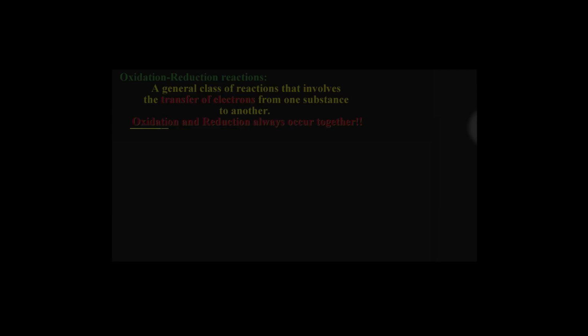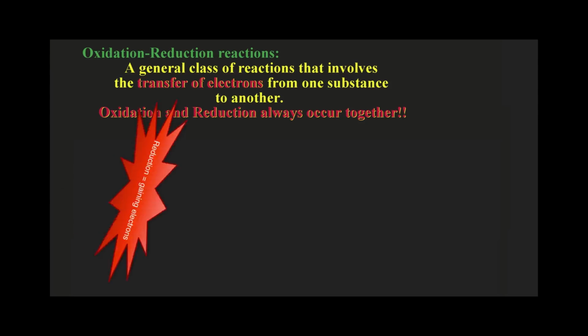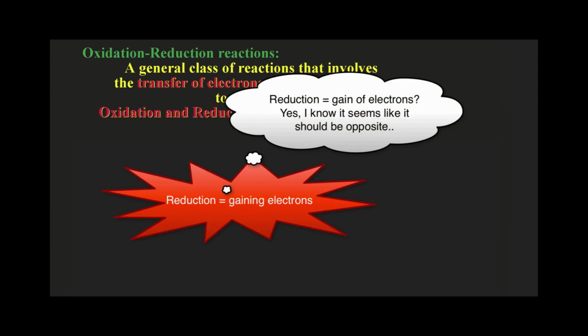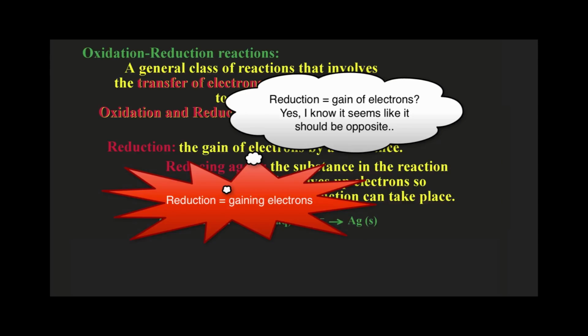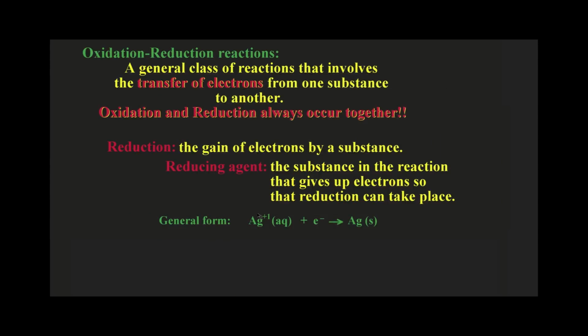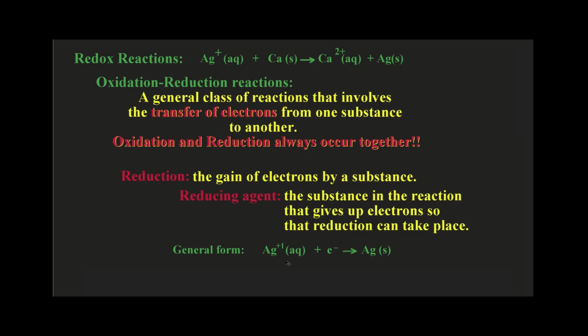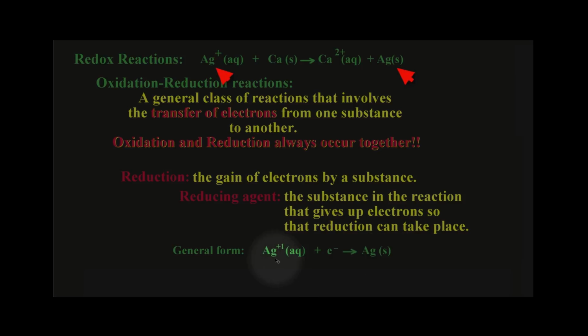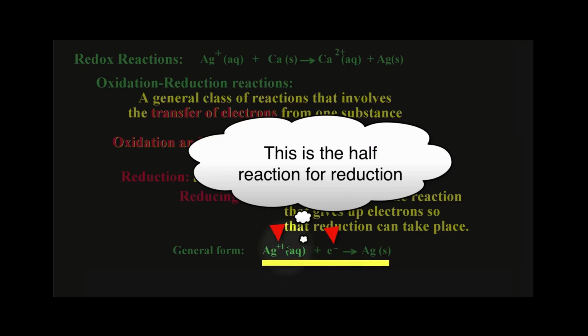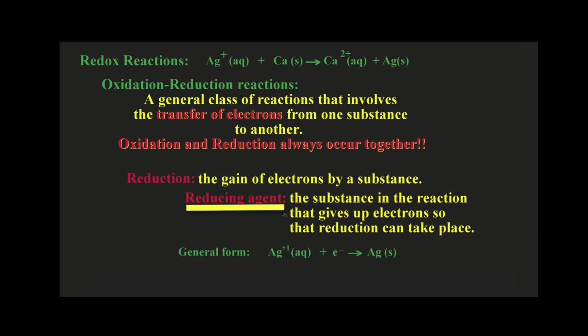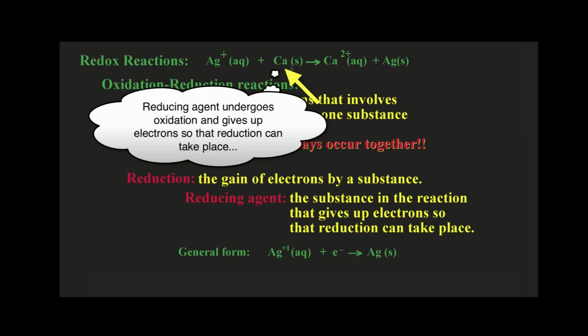Let's look at each individual process. Reduction is the process of gaining electrons. So this is the half reaction of the redox reaction I showed you earlier. Okay, so you can see silver gained electrons. We're just looking at the silver. So this silver gained electrons, so it undergoes reduction. Now the reducing agent is the thing that supplied this electron for the silver to accept. In this case, it's the calcium.